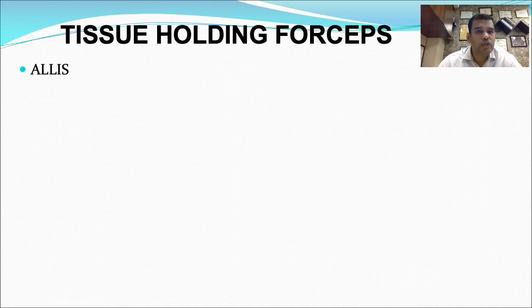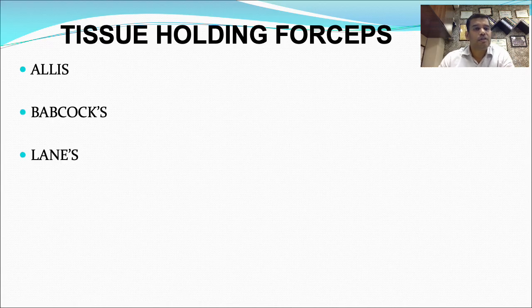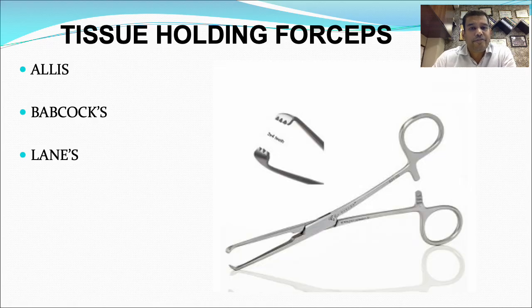So next is tissue holding forceps. In tissue holding forceps there are three types. One is Ellis tissue holding forceps. Next is the Babcock tissue holding forceps. Third is Lane's tissue holding forceps. So this is Ellis tissue holding forceps. This is a traumatic tissue holding forceps. The complete name is Ellis traumatic tissue holding forceps.